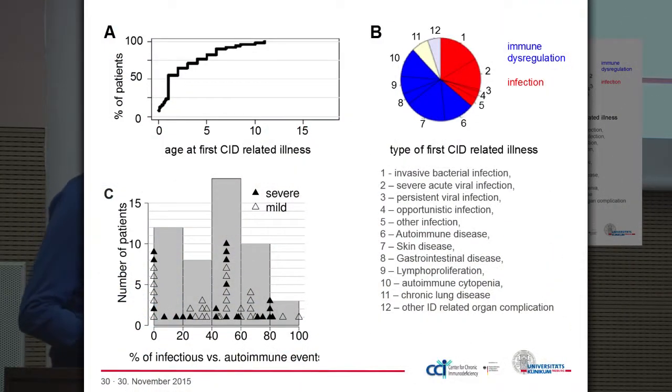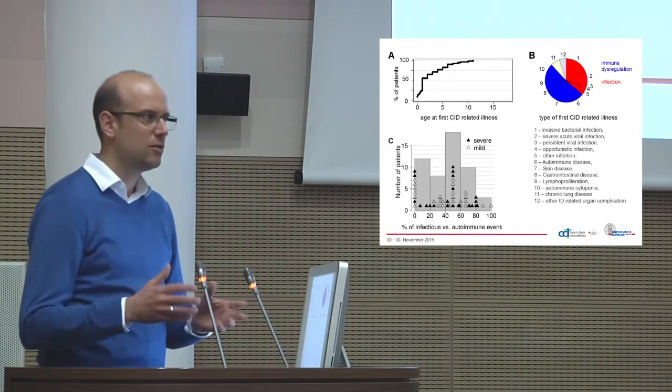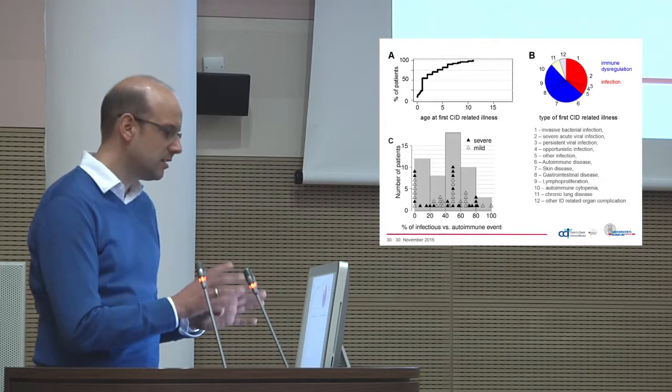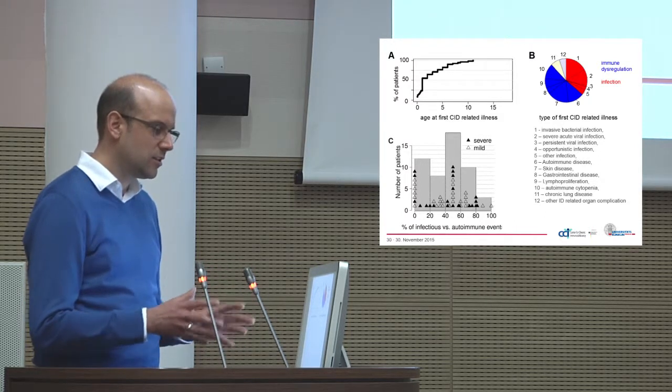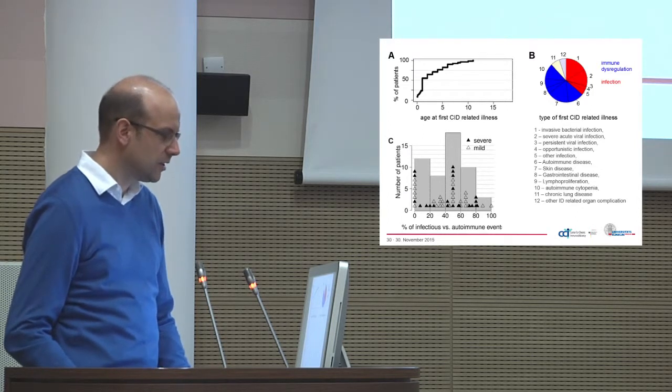So when do those patients become sick? When do they present to their doctors initially? This is summed up in this panel A. So you see that roughly by age 2, 70% of patients had their onset of disease. So also if we say late or delayed onset combined immune deficiency, it is a disease of infancy. It is a disease that presents early and then puts the patient at significant clinical risk.